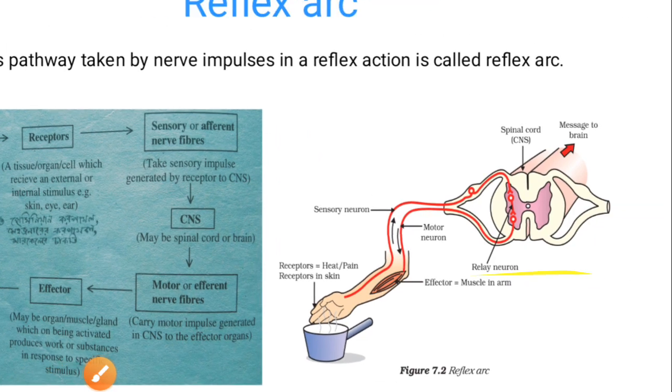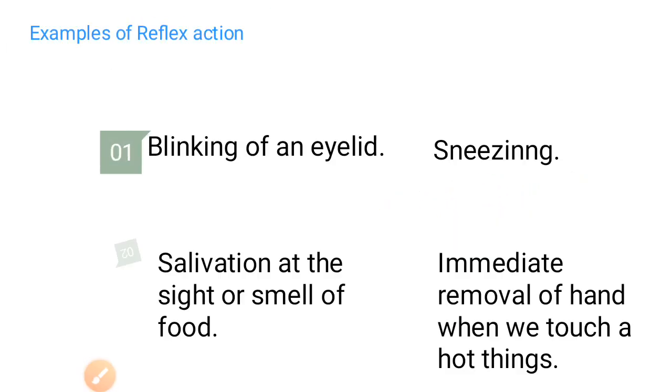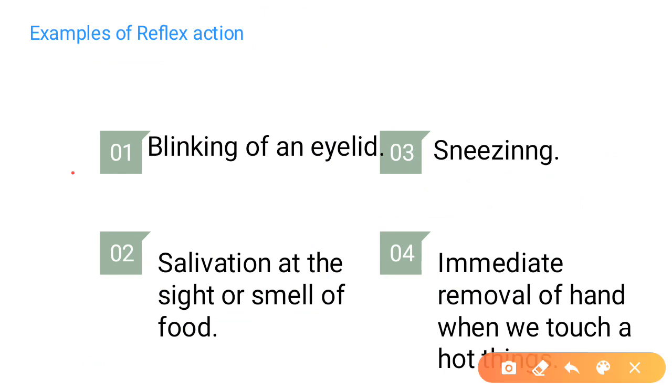Next are some examples of reflex action. Blinking of an eyelid is an example of reflex action. So when bright light falls on our eyes, our eyelid closes or blinks. This is an example of reflex action.